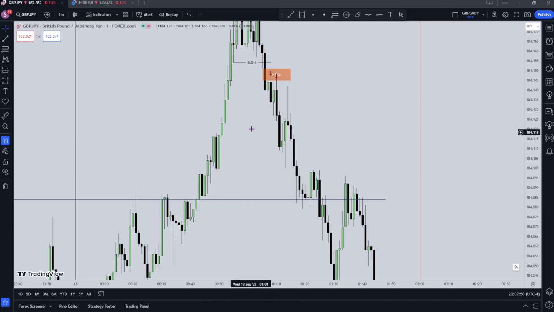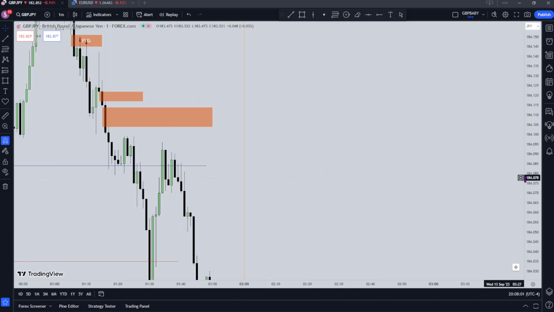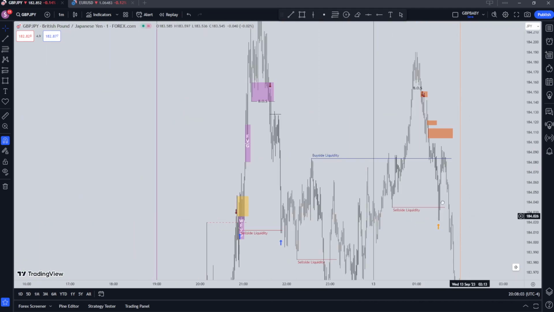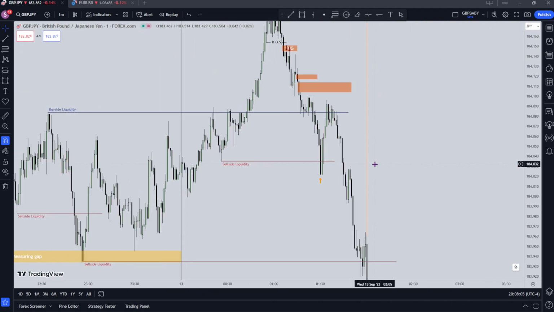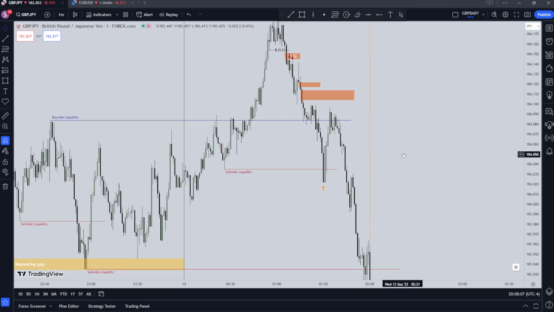So, fair value gap traded to, this would be the breakaway gap. Well, I guess this would be, wouldn't it? There's no rebalancing around here. I wouldn't be surprised if we came back up. Not enough rebalancing going on if you ask me.